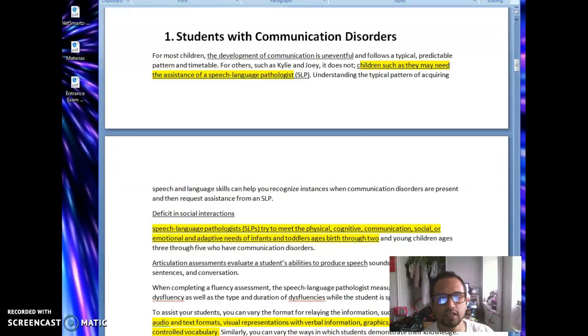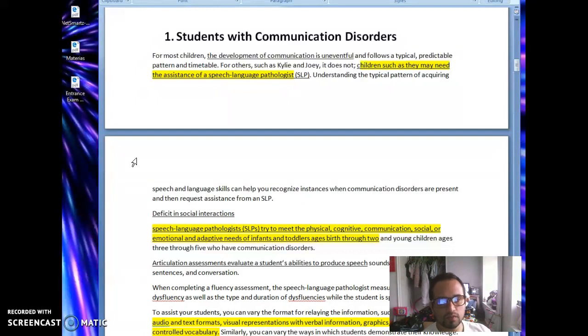Hello, today's presentation will be about special education and the different types of exceptionalities or disabilities presented by students, and how we can use universal design to help them in their learning process. So I will start with students who present communication disorders. I have highlighted some of my notes to go through all this information.